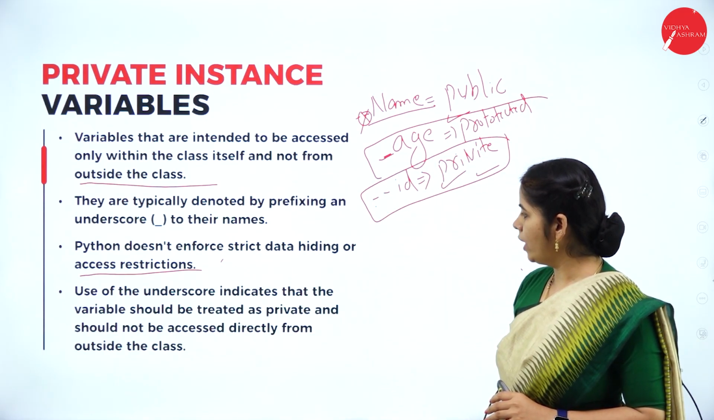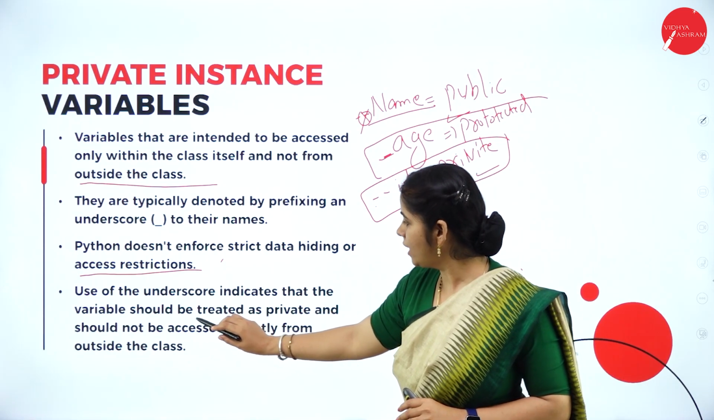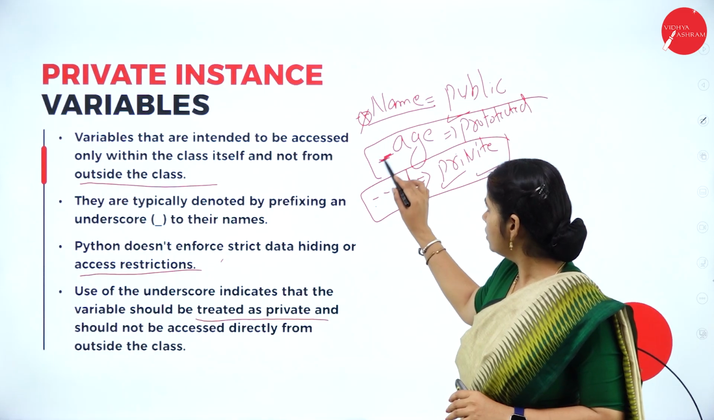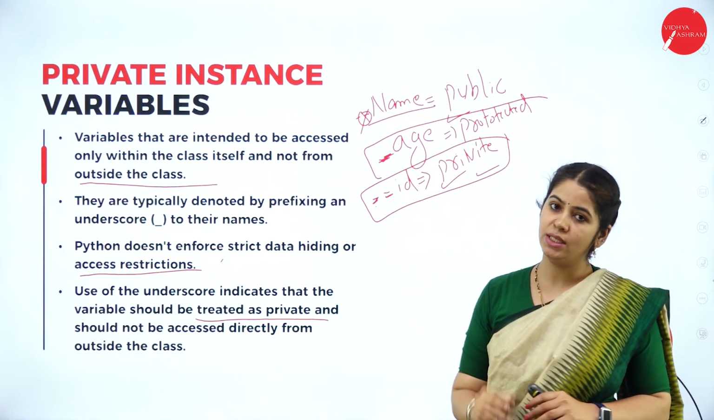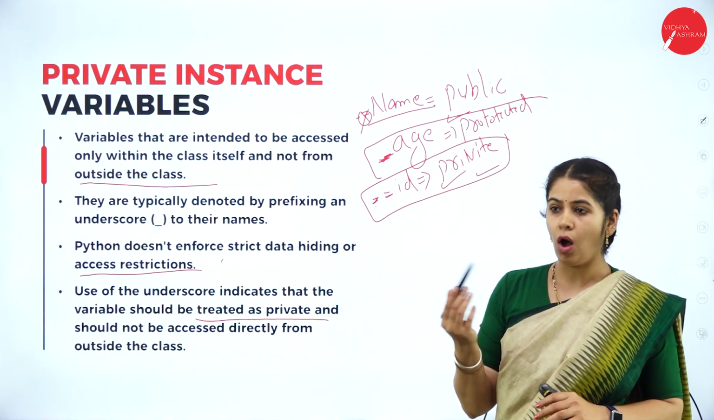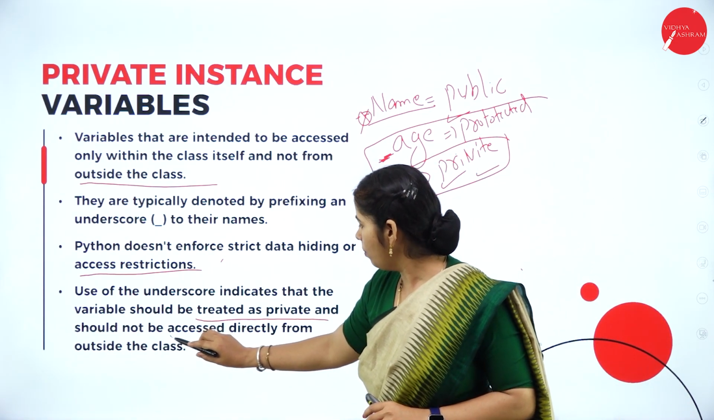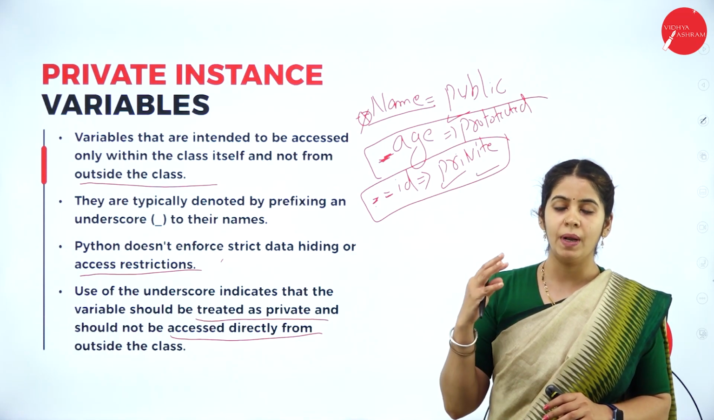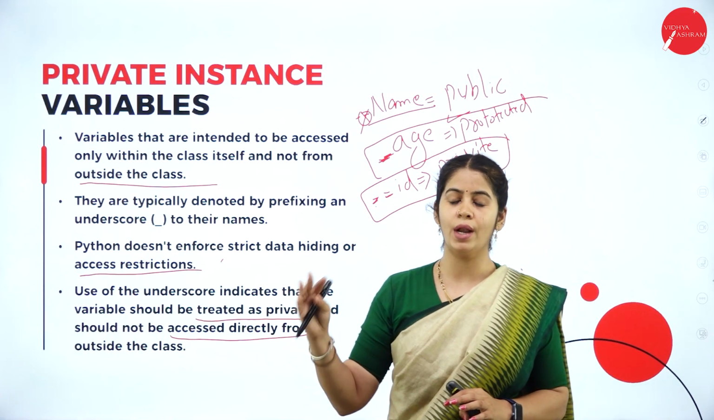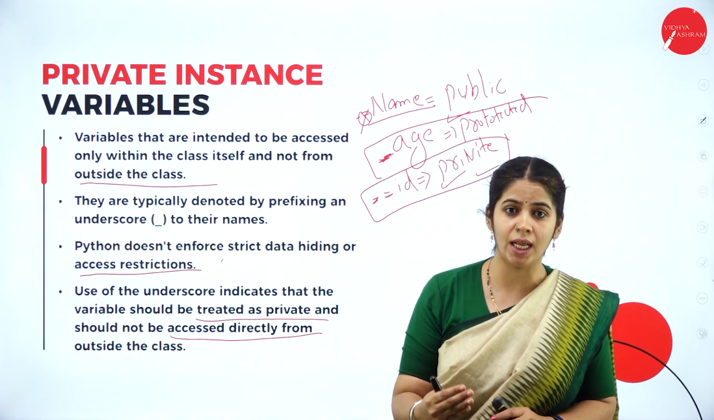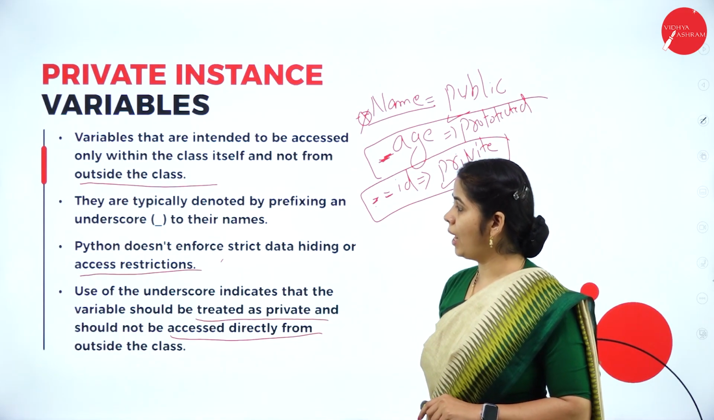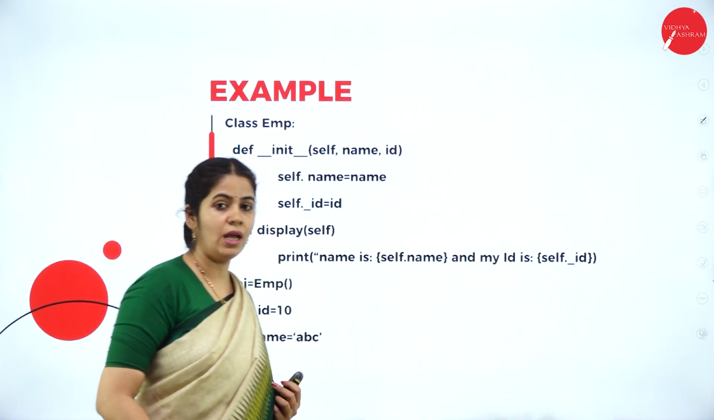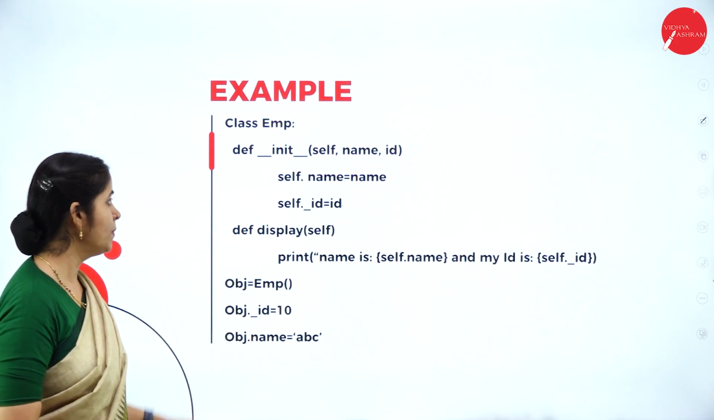Use of the underscore indicates that the variable should be treated as private or protected. It should not be accessed directly from outside the class. That variable particularly belongs to that class. We cannot access it outside the class directly. Okay, that is what we mean by the private and protected instance. Let us see an example to understand how it can be done.